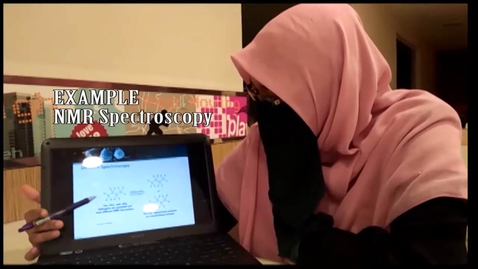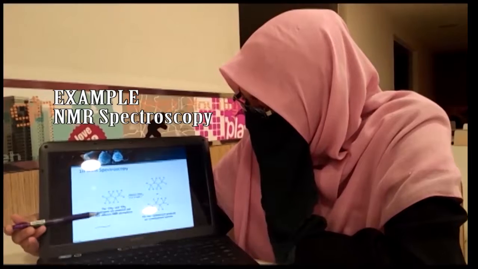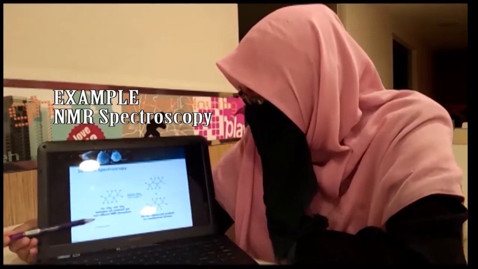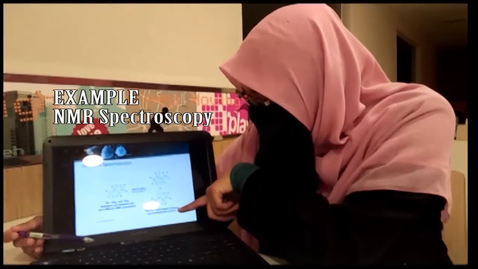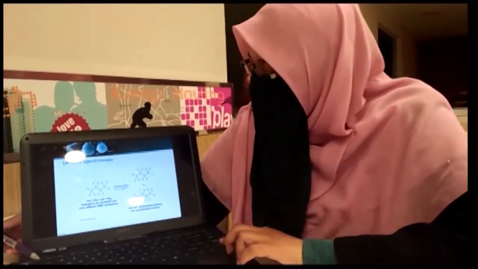Next, this is an example of NMR spectroscopy. For this structure, the CH2 and CH3 hydrogens are unrelated and have different NMR absorptions. In this example, the two replacement products are constitutional isomers.